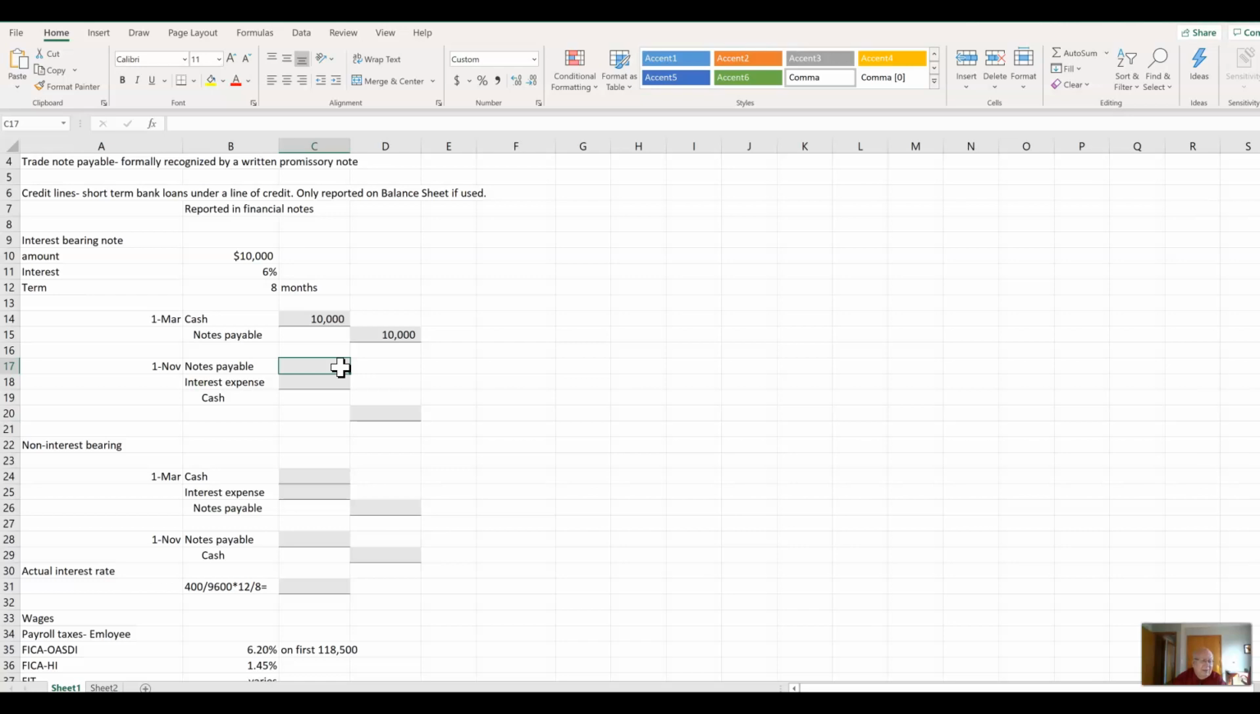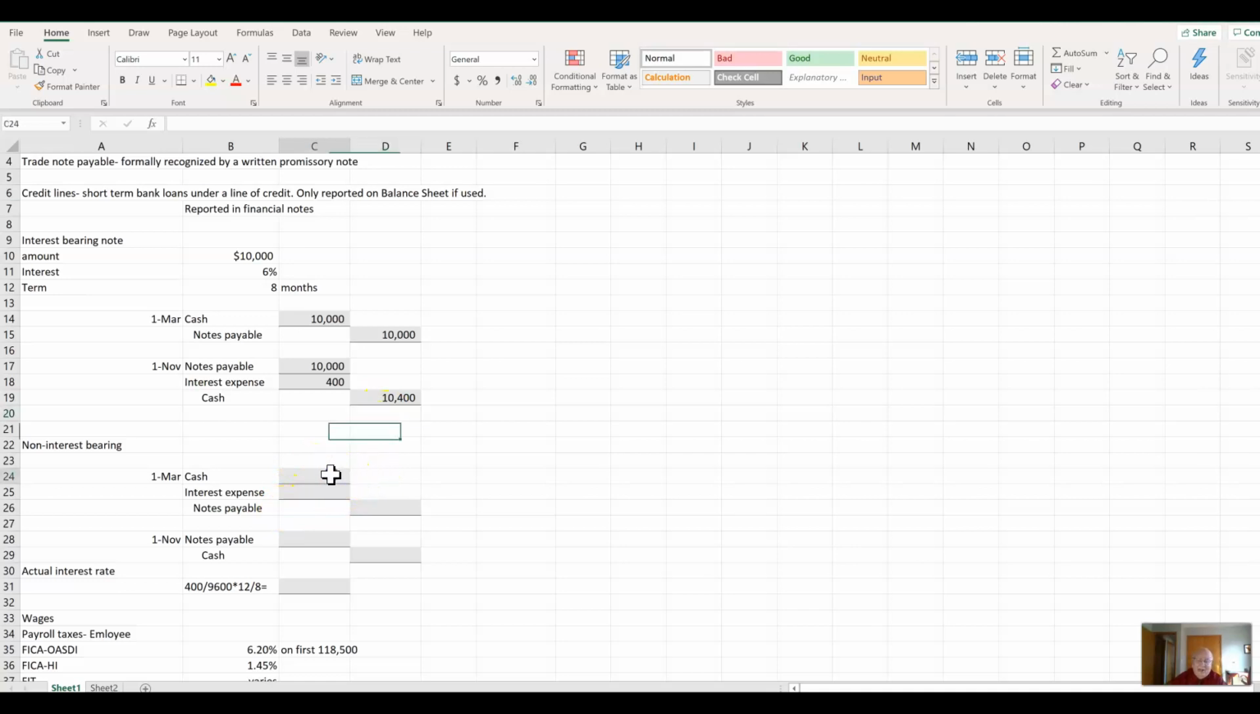we'll debit notes payable for $10,000. Interest expense will be for the $10,000 times the 6% times 8/12 of the year, or $400. So the cash that you pay will be for $10,400. Okay, that would be your journal entry.